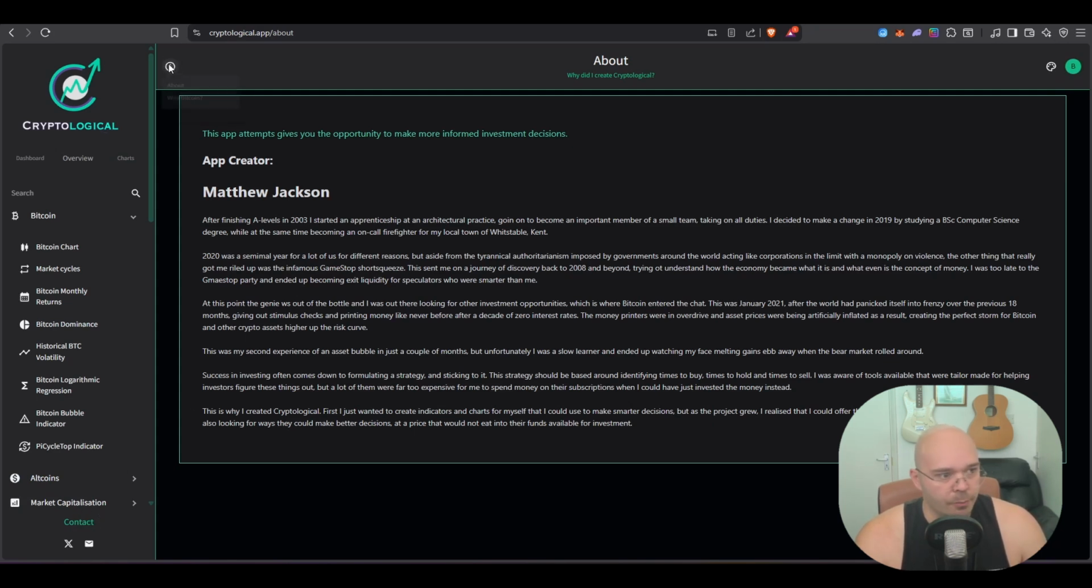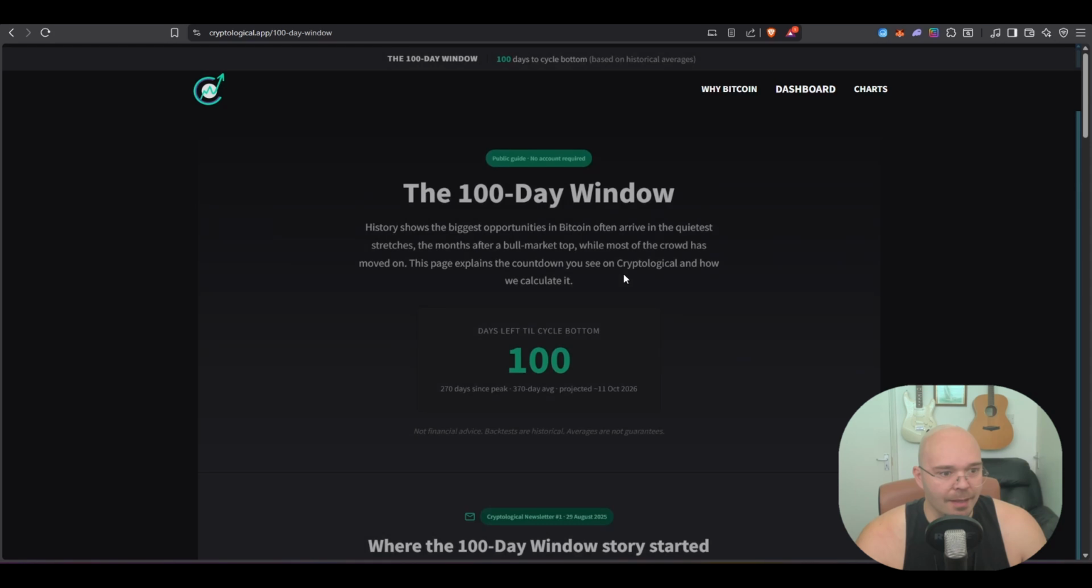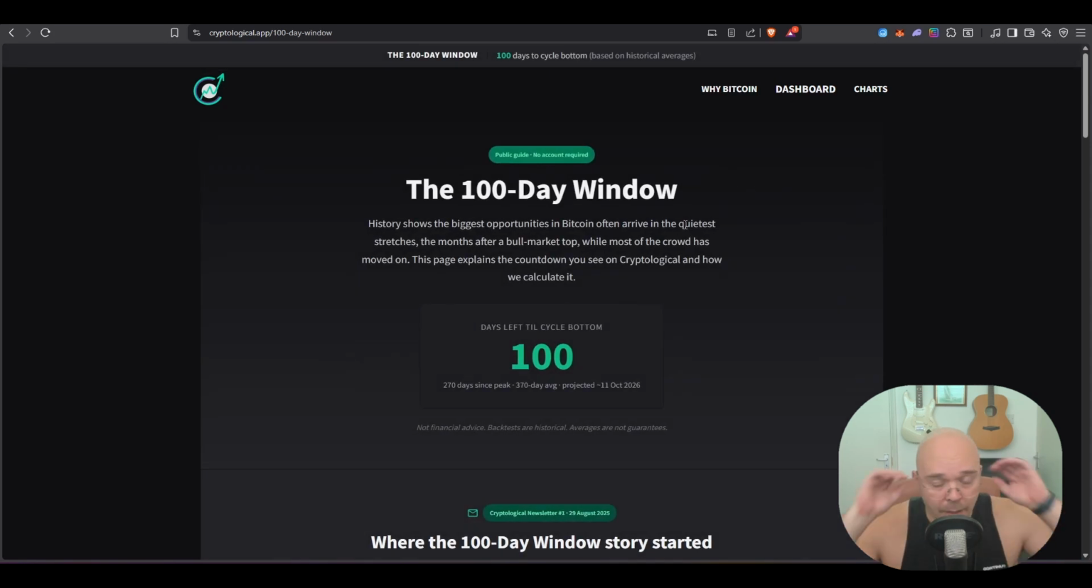I didn't want to show that. I wanted to go back to here and then there. There we go. 100-day window. We've got 100 days potentially between now and the bottom based on historical cycle lengths. I'm going to start DCAing. I already have started DCAing. And I think it's not a bad time to get into the market traditionally. If you like Bitcoin and you want to invest in it, this is the time you'd be doing it. Because when it's in the news, it's already ripped.